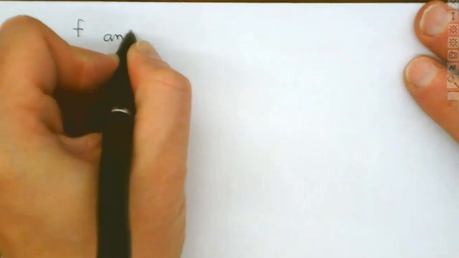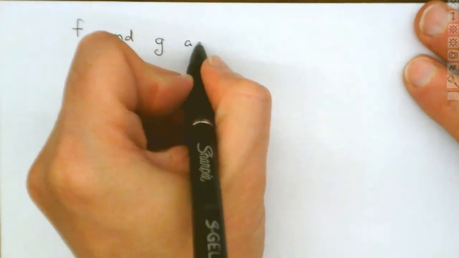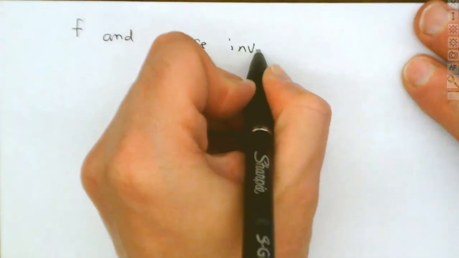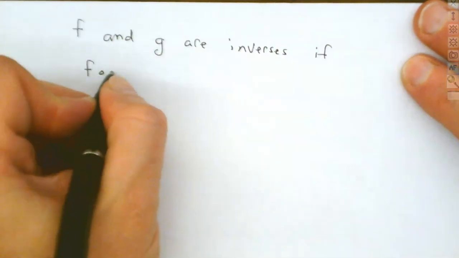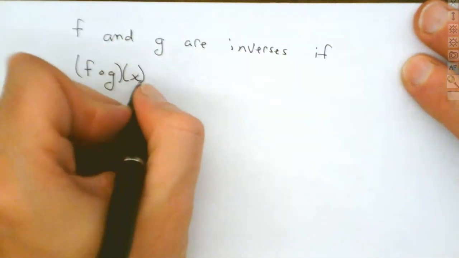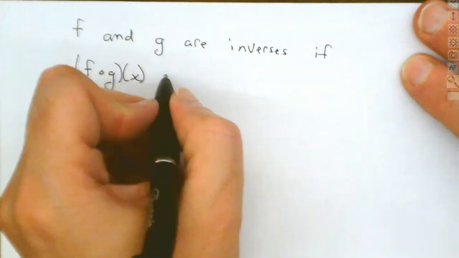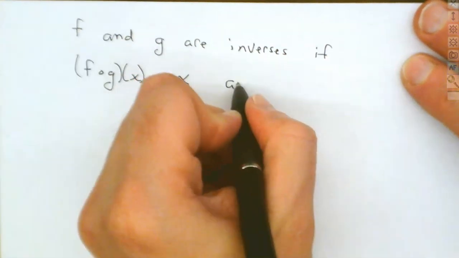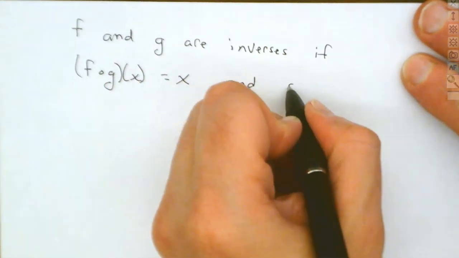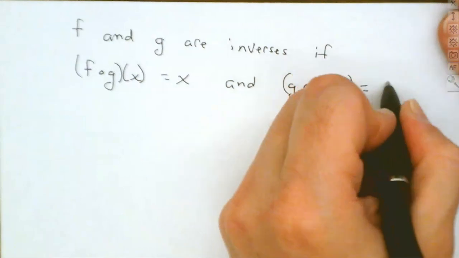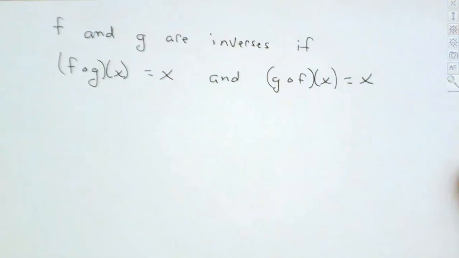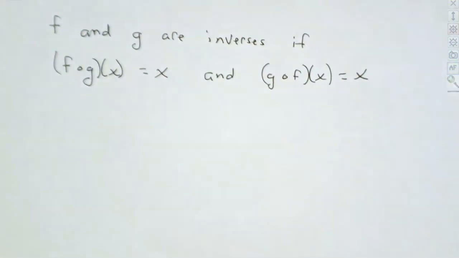F and G are inverses if F composed with G of X equals X and G composed with F of X also equals X. So F and G are inverses if your composition becomes X in both directions. It has to work in both directions.